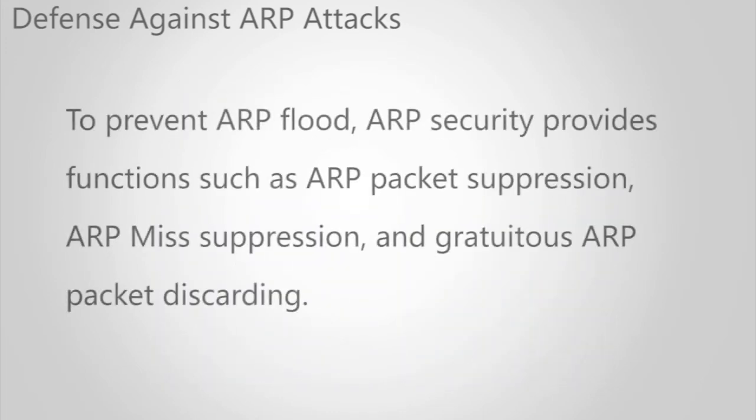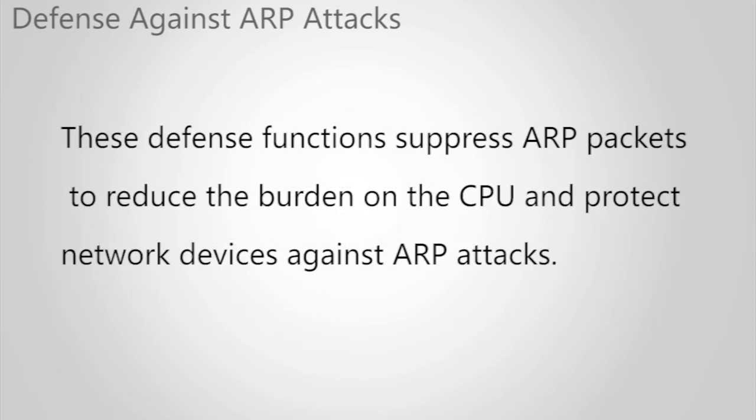To prevent ARP flood, ARP security provides functions such as ARP packet suppression, ARP miss suppression, and gratuitous ARP packet discarding. These defense functions suppress ARP packets to reduce the burden on the CPU and protect network devices against ARP attacks.